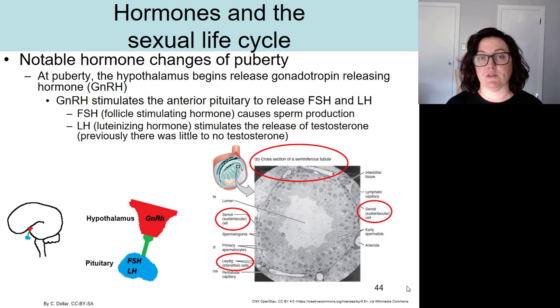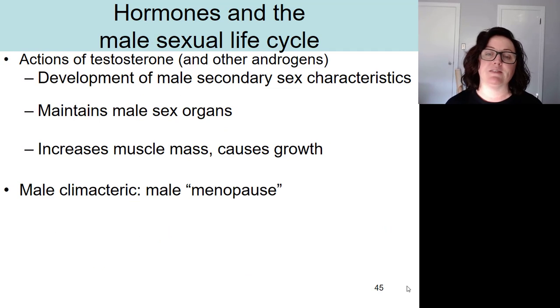Let's take a look at this process in more of an animation kind of way. We're going to start with the hypothalamus. The hypothalamus produces gonadotropin-releasing hormone. The gonadotropin-releasing hormone is going to cause the release of FSH from the pituitary, and the FSH is going to go to the seminiferous tubules and cause sperm production. Gonadotropin-releasing hormone also causes the release of LH, or luteinizing hormone. Luteinizing hormone goes to the interstitial cells that are outside of the seminiferous tubules, causing them to make testosterone.